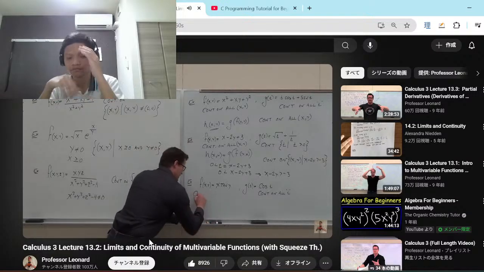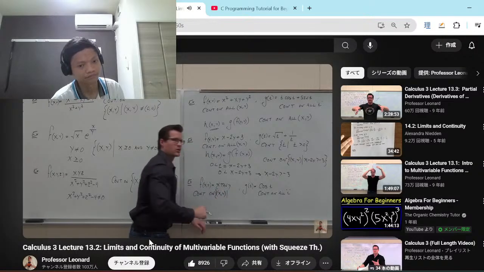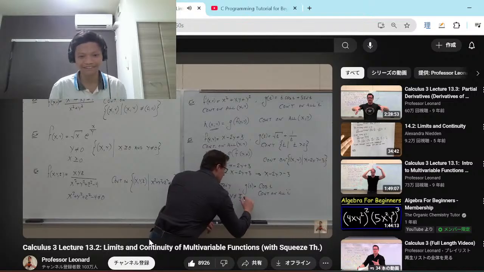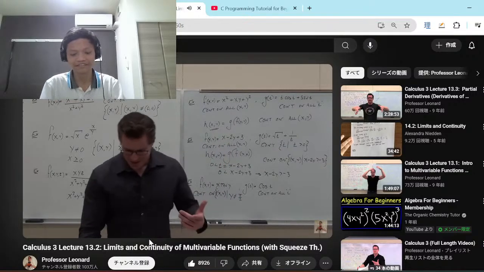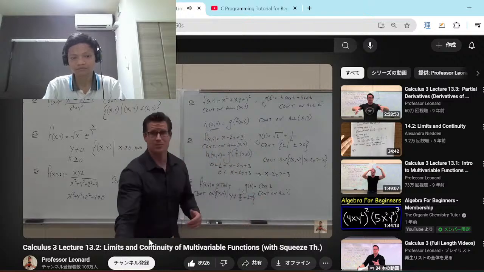So this is continuous on ordered pairs x, y such that x I don't care about. X is good, but I just can't have y equaling pi over 2, or any multiple of that. So we're going to say plus k pi. What that says is if you add or subtract pi to it, you still have a problem.